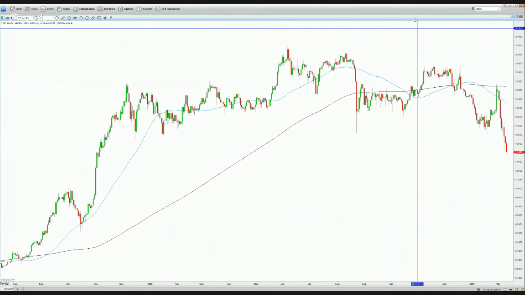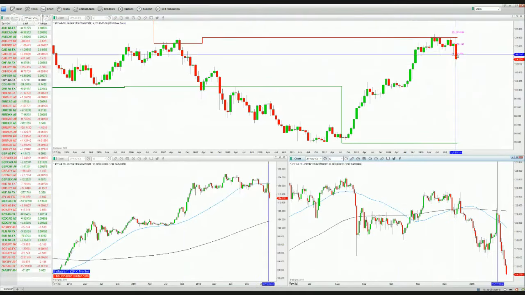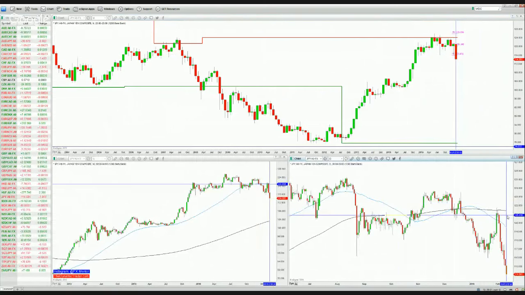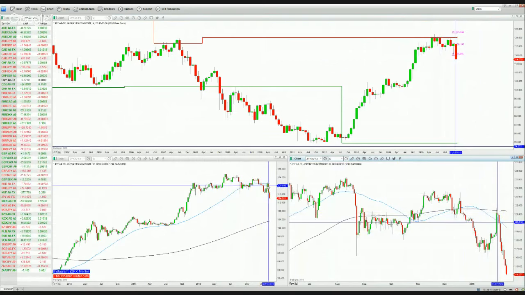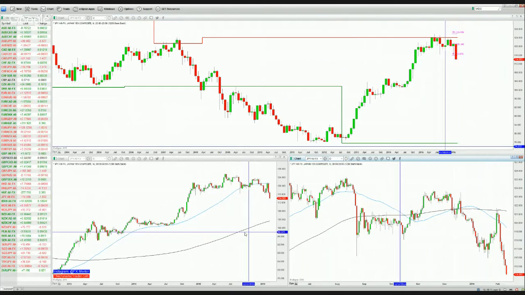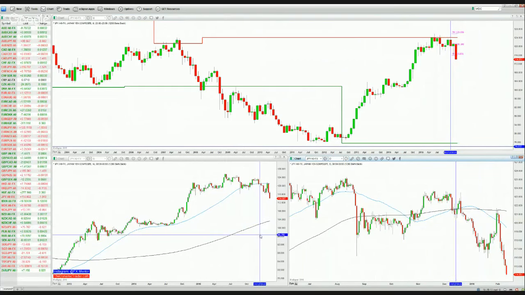So I've got pretty much all my factors lined up. I'm below the low of last year. I'm below the 200 on the daily. I'm below the 50 on the daily. I'm below the 50 on the weekly. I'm above the 200 on the weekly. Just because of this one scenario doesn't mean I'm not going to take the trade.